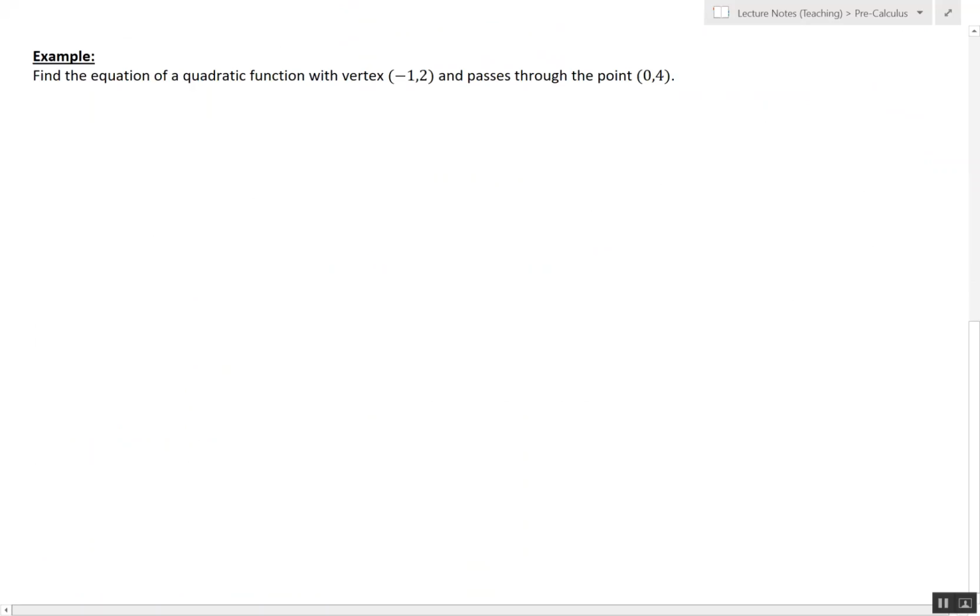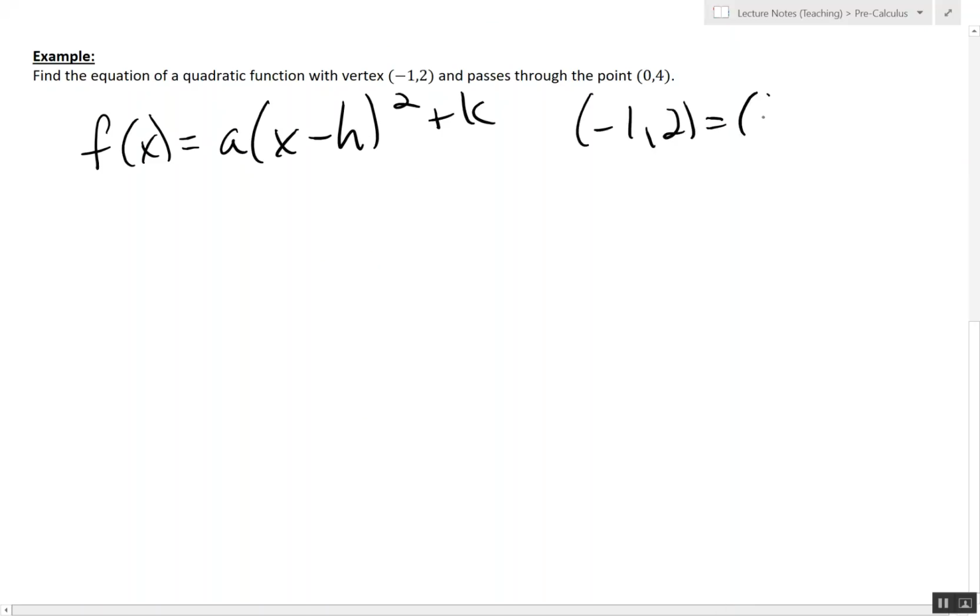Find the equation of a quadratic function with this vertex that passes through this y-intercept. Again, we're going to use f of x equals a times (x minus h) all squared plus k. Negative 1, 2 is my (h, k). This is my vertex, so I'll plug that in. I'll get a times (x plus 1), since when plugging in a negative 1, the two negatives become positive, and then plus 2 on the outside. And this is what f of x is.